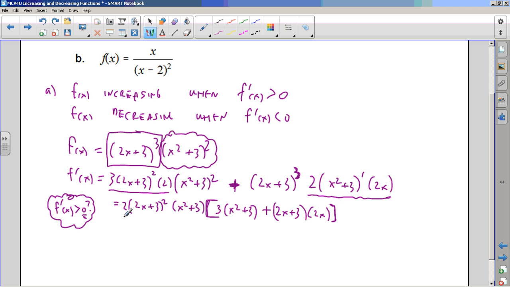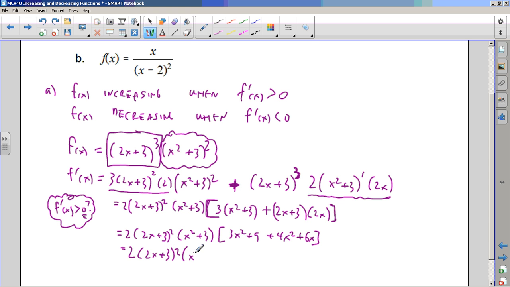That was just a thought there. Okay, and then now I'm going to tidy this thing in the brackets up. 3x squared plus 9 plus 4x squared plus 6x. And there's the first derivative. Collect some like terms. Got 7x squared plus 6x plus 9.